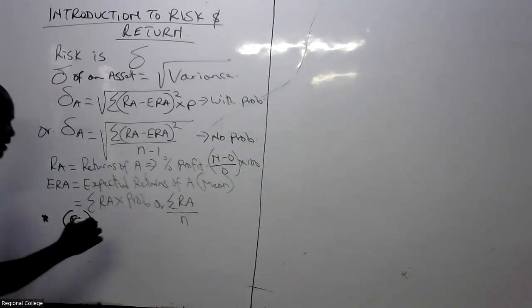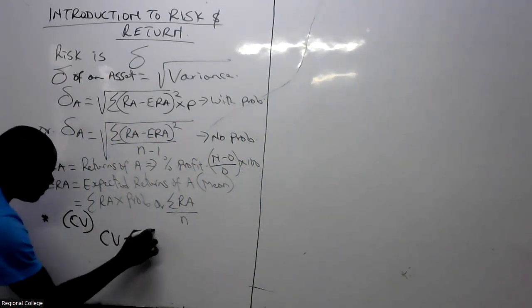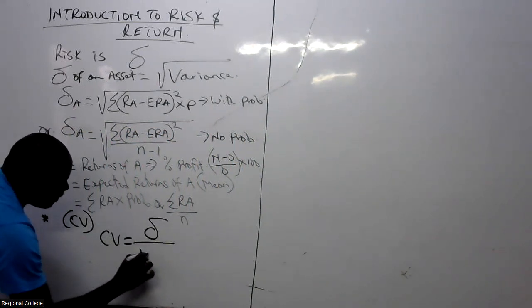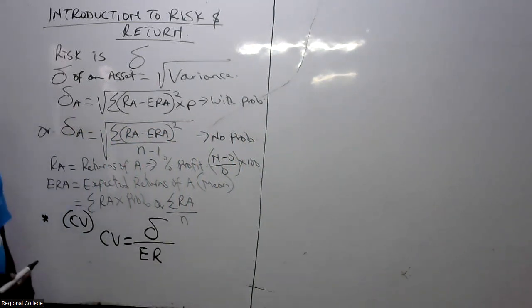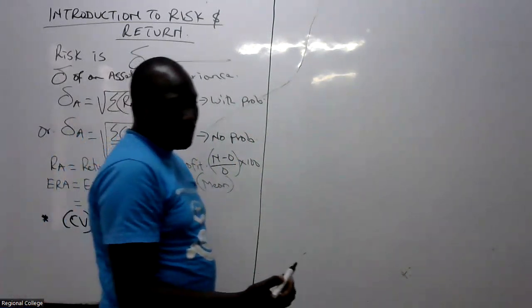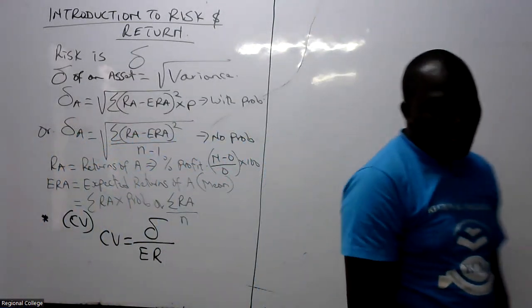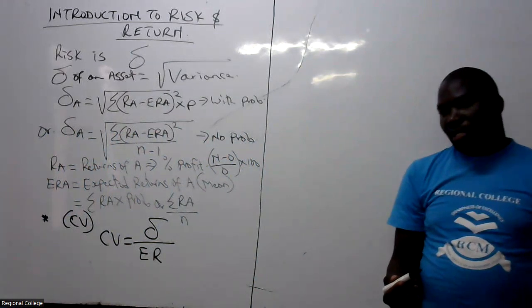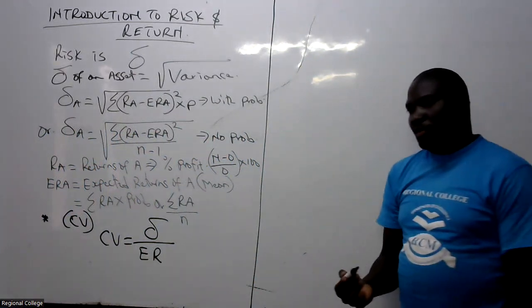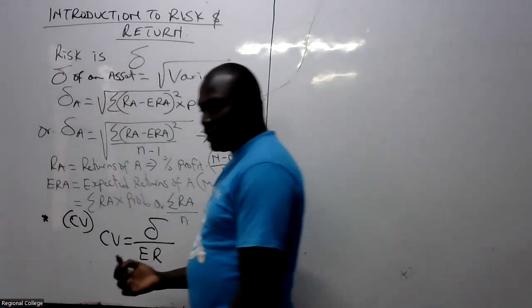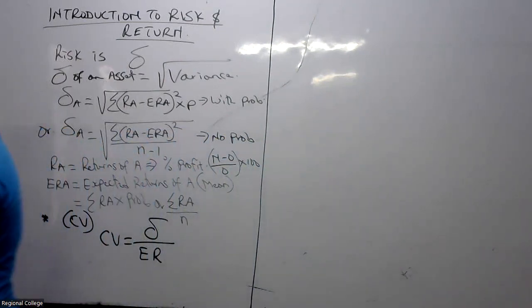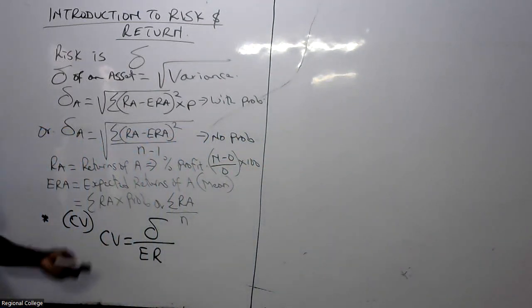I.e., CV equals standard deviation over expected return. Use SD for standard deviation over the expected return. And of course, the lower the better.